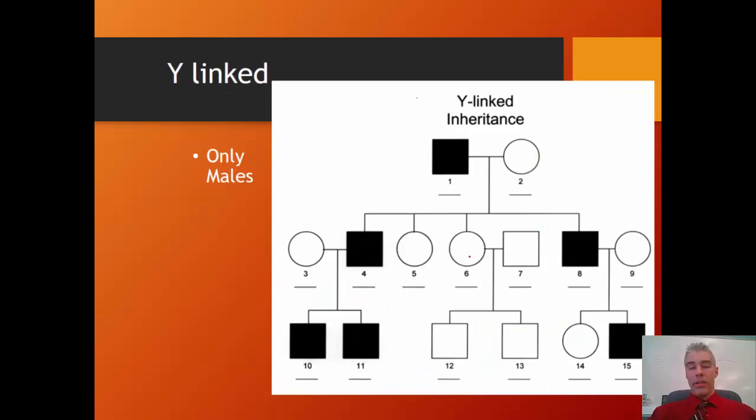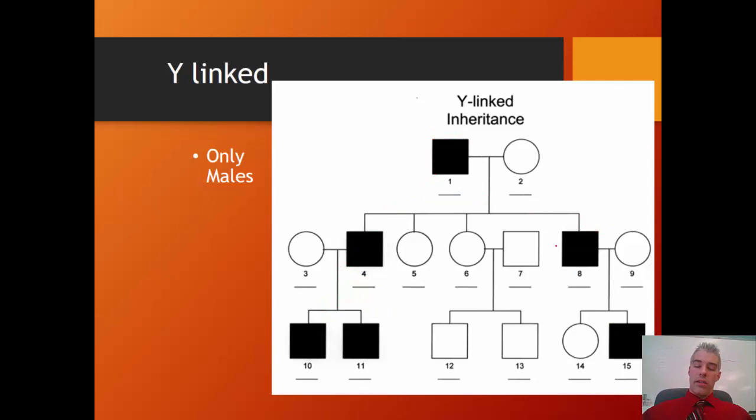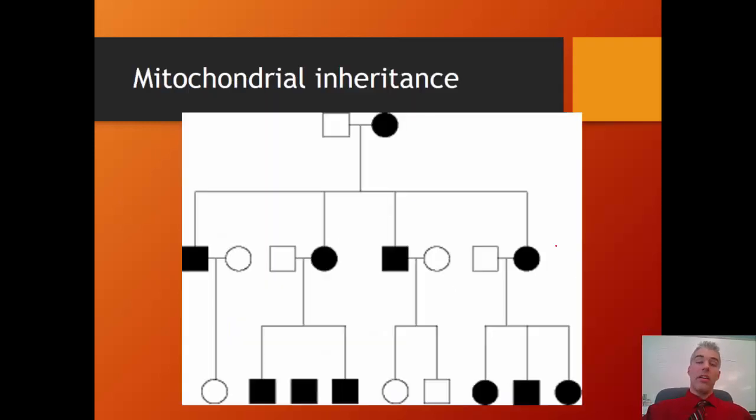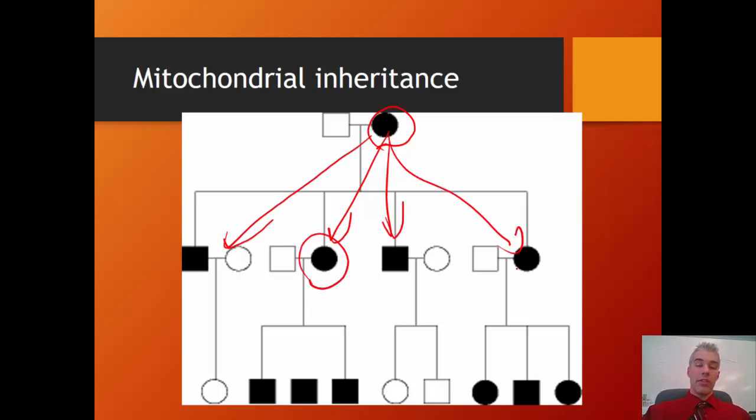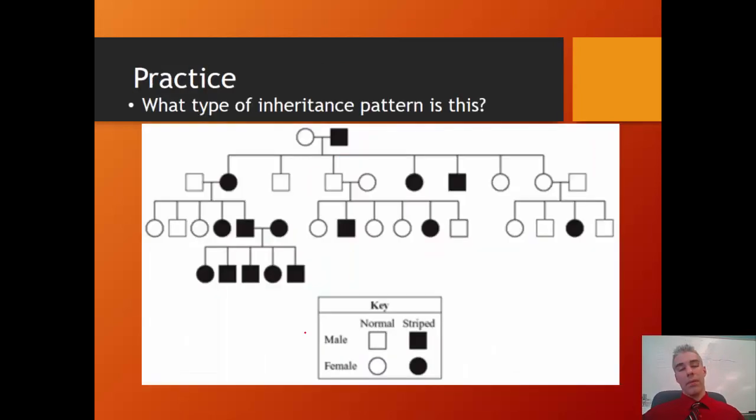Here's showing you Y-linked inheritance. So notice this father passes it to both of his sons only, and the sons pass it to all of their sons only. That's classic Y-linked inheritance. For mitochondrial inheritance, we have a mother passing it down to all 4 of her children, and then the daughters passing it down to all of their children. Okay? All right, so let's try a couple.